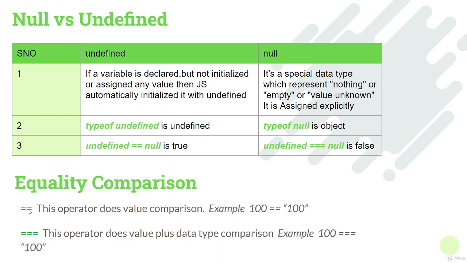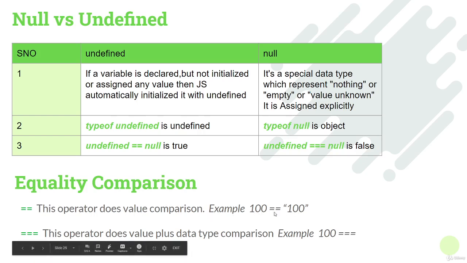I'll repeat it again. The double equal operator does value comparison. Example, 100 double equal to 100 is true because it's not checking the data type. And the triple equal operator does value plus data type comparison, as we saw.